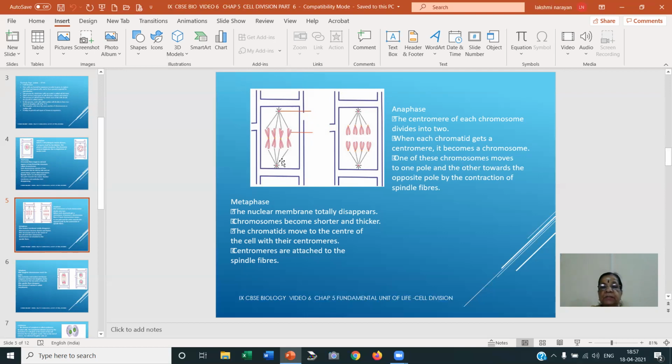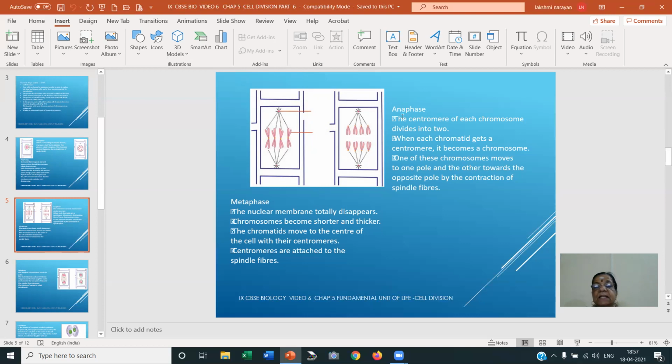So, in metaphase the nuclear membrane totally disappears. Chromosomes become shorter and thicker. The chromatids move to the center of the cell with their centromere. Centromeres are attached to the spindle fibers. This is for metaphase. Chromosomes are arranged on the equatorial plane.